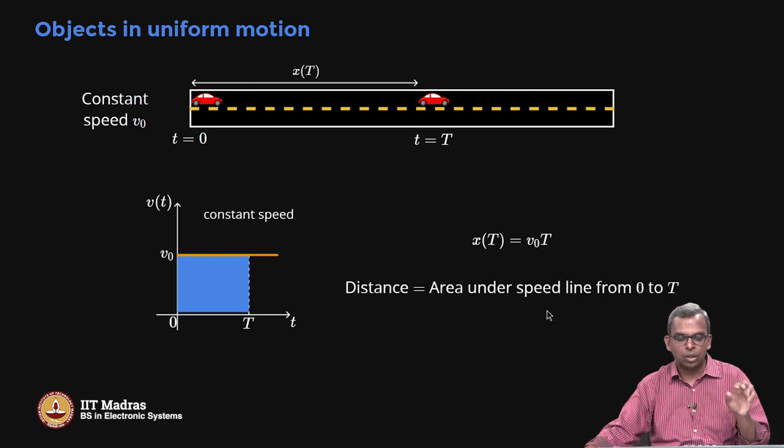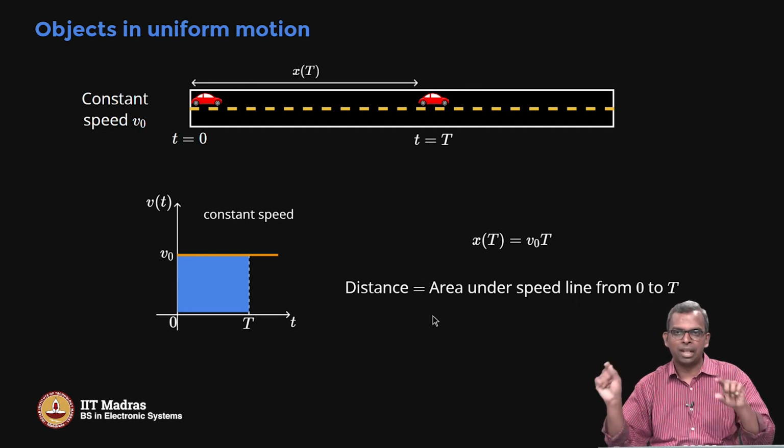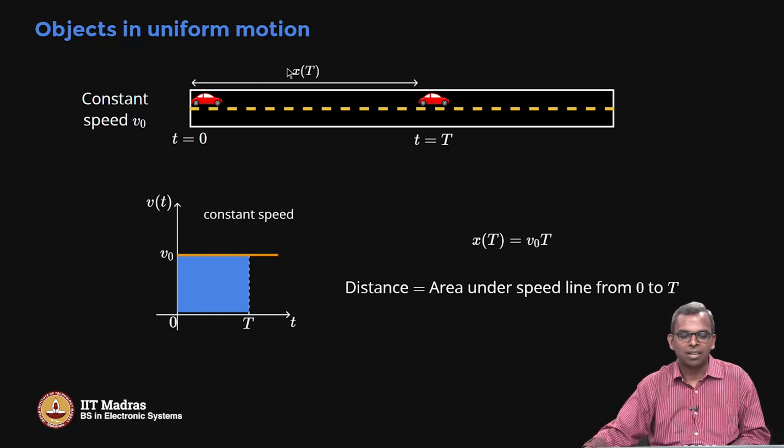So this is an important connection. It's a very simple connection, but in this simple example, I hope you can appreciate the relationship between differentiation and integration in some sense, right? So you go from distance to speed using differentiation, and you go from speed to distance using the area under the speed line. For constant speed, this is very easy to do.